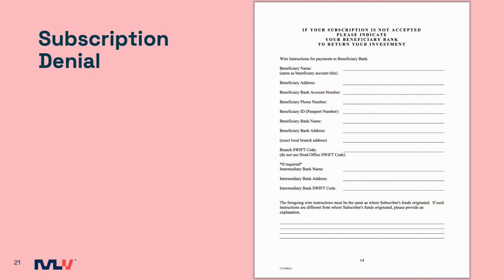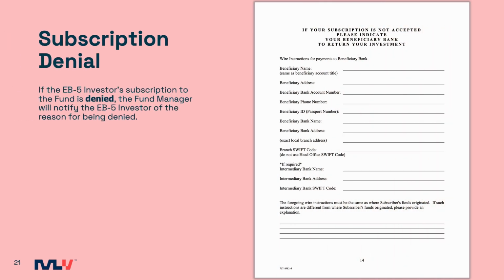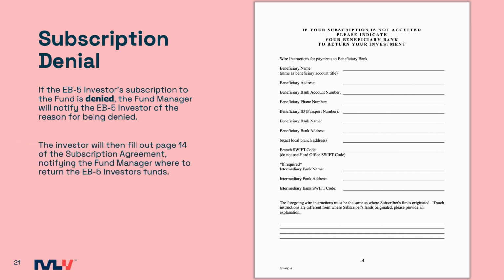If the EB5 investor's subscription to the fund is denied, the manager will notify the investor of the reason for being denied. The fund manager will request page 14 of the subscription agreement to be completed so that the capital contribution and administrative fee can be refunded to the investor in full.